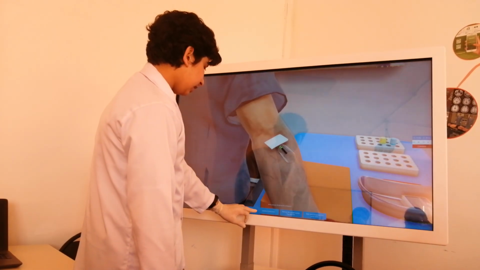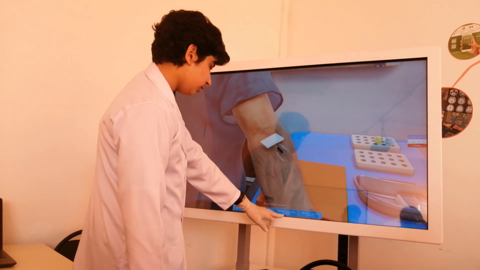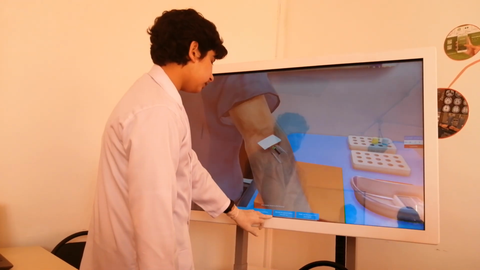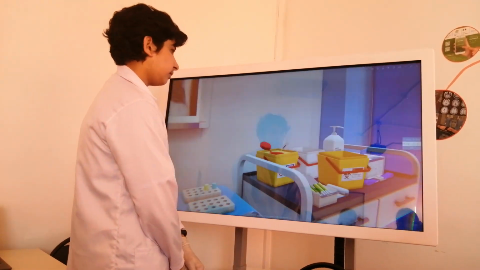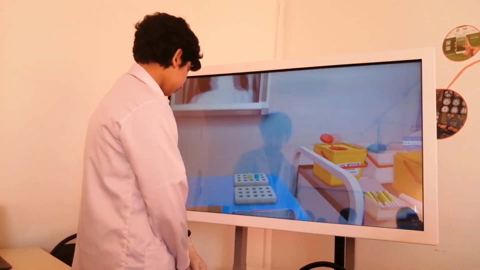Apply a pressure dressing. Labeling of test tubes. Remove the vacuum system from the vein. Make sure the patient is in good health. After the last tube is filled, remove the needle holder from the vein.